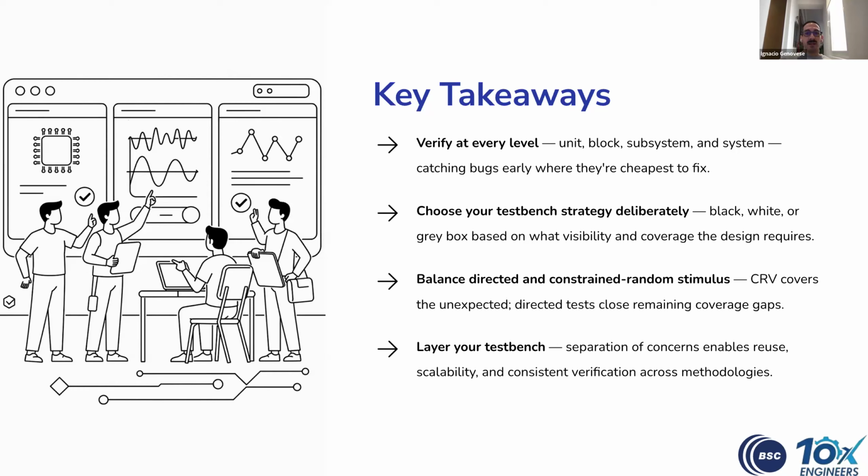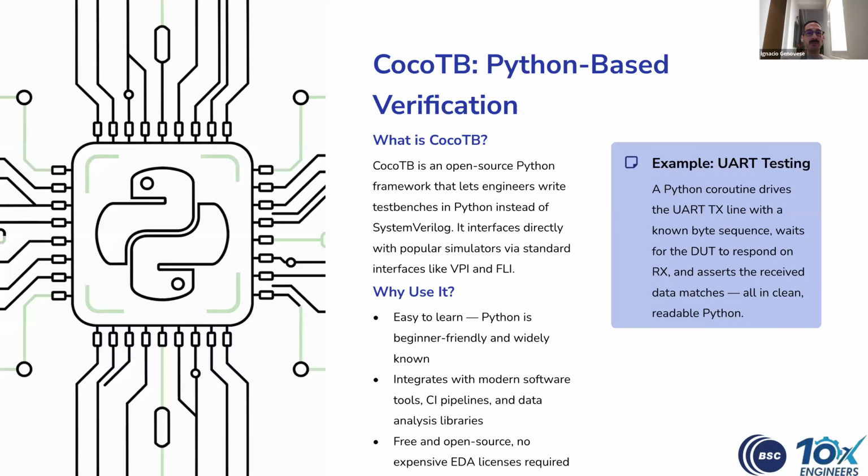We should balance directed tests with constrained random stimulus. Constrained random is for catching unexpected bugs, while later applying directed tests for coverage closure. And we should layer our test bench, separating each functionality of the components in order to be able to reuse them, scale them, and use a consistent methodology across all of our verification efforts.